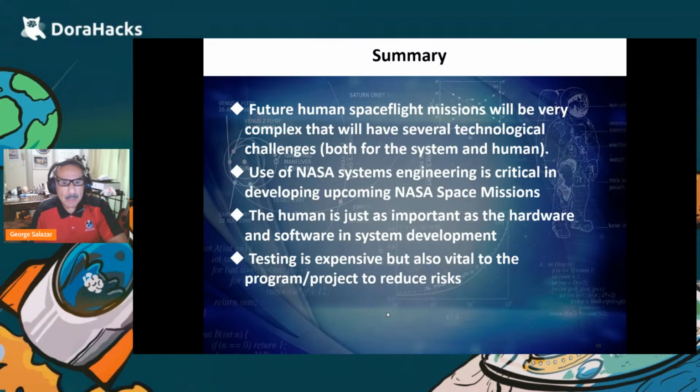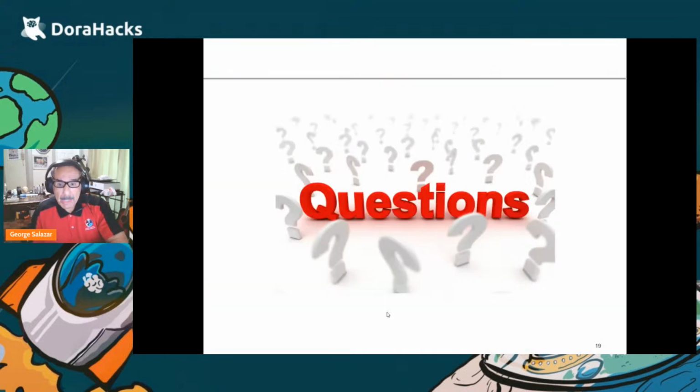As I mentioned previously, hardware and software is deterministic. It's a little bit easier to design than designing for the human. The human is a little bit more challenging, and that's one of the things that you have to look at, especially when you do have humans controlling complex spacecraft systems. And testing is expensive, but it's also vital to the program and project to reduce risk. If you're not testing, you're basically accepting the risk that this thing could fail in a certain situation. So something to think about. And I think that was my last slide.